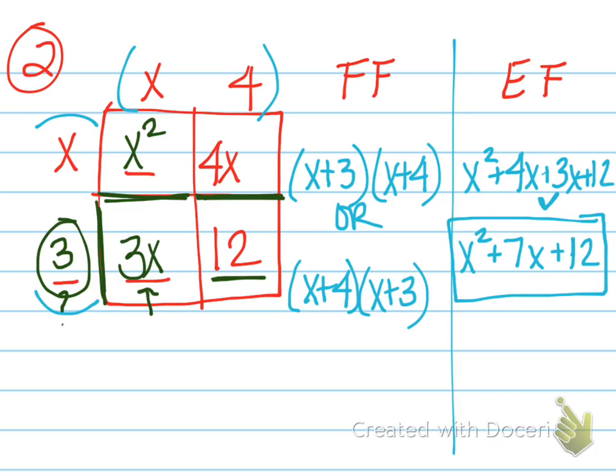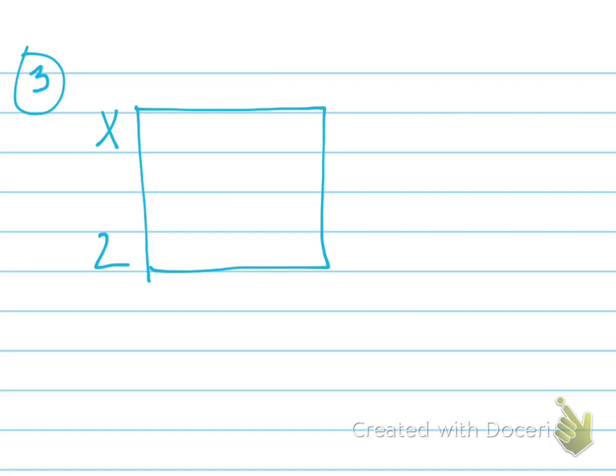And our factored form, 2 ways to write that, depending on which side of the square or rectangle you put first. Okay? And finally, number 3. So number 3, again, they gave us another picture with some missing pieces. Told us this is x squared and this is 6, and they want us to find these pieces.